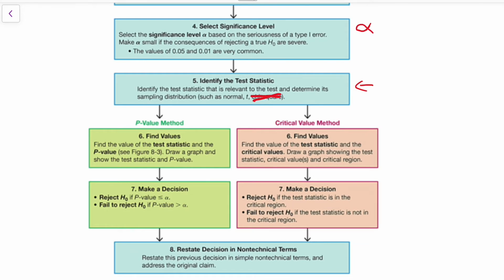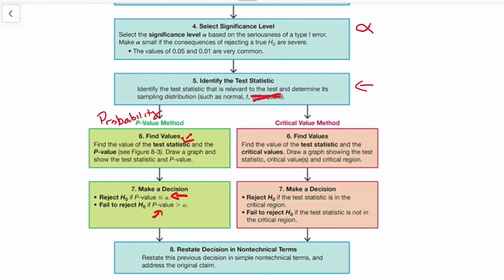One is called the p-value method, p standing for probability. What we do in the p-value method is take the test statistic and turn it into a probability value. If the probability value is less than our significance level, alpha, we reject the null hypothesis H0. If the p-value is larger than our significance level, then we fail to reject the null hypothesis.